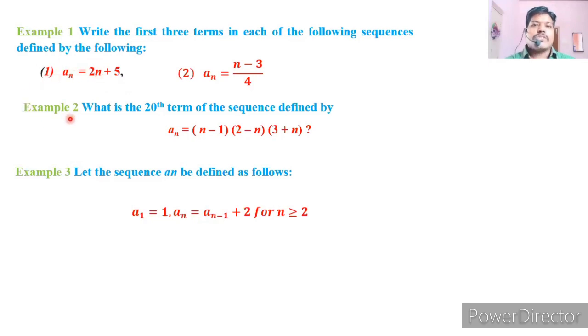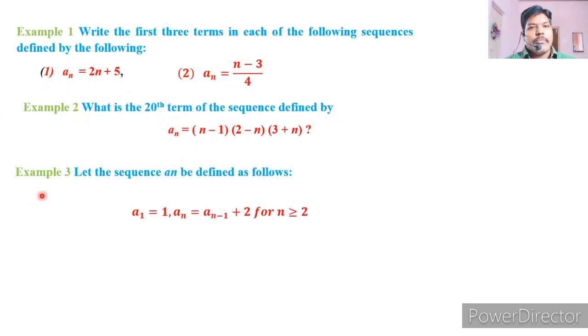Okay, so see example number 2. What is the 20th term in the sequence defined by the nth term? They have already given the nth term, and they are asking for the 20th term. So just substitute n is equal to 20, and you will get the 20th term.